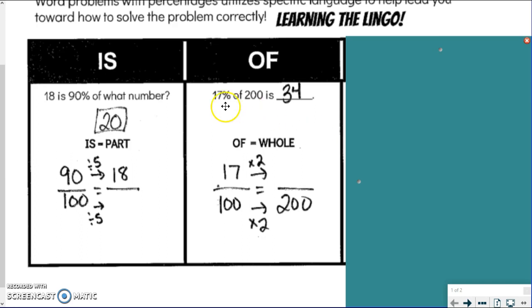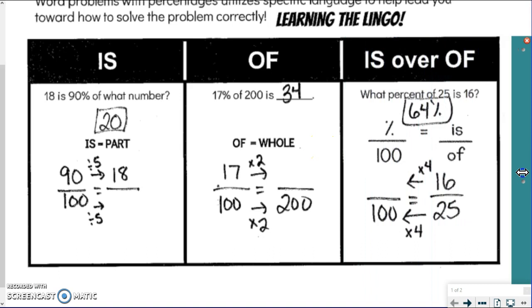The way I started setting this up, again, do the percent right away. It's a given, so put it over 100 right away. Then it says of 200. So I'm going to put 200 on the bottom because it's the of, and we're looking for the is. Now that I have that set up, I can see that going from 100 to 200, I'm multiplying by 2, so I do the same thing to the top, and I get 34.